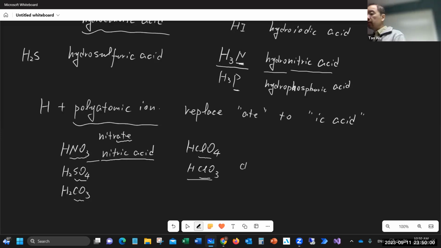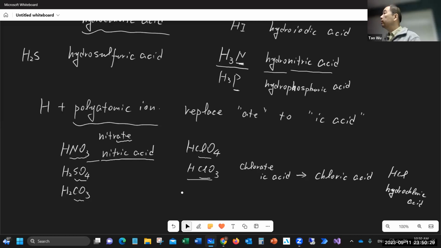Chlorate, so this is chlorate, right? Then you change the chlorate to ic acid. So this is called chloric acid. And the HCl is called hydrochloric acid. Okay, so that's the difference. Except for the hydro, those are the same name. So this is hydrochloric acid, and this is chloric acid. All right, so those are the same thing.